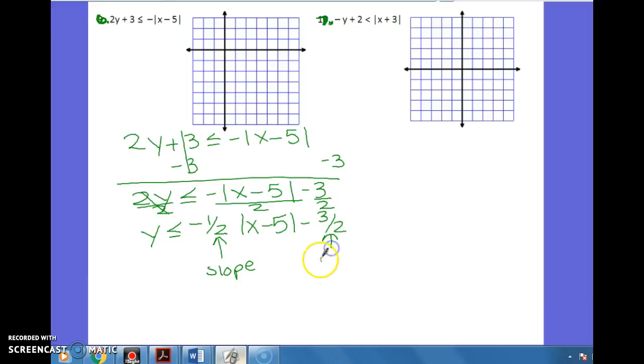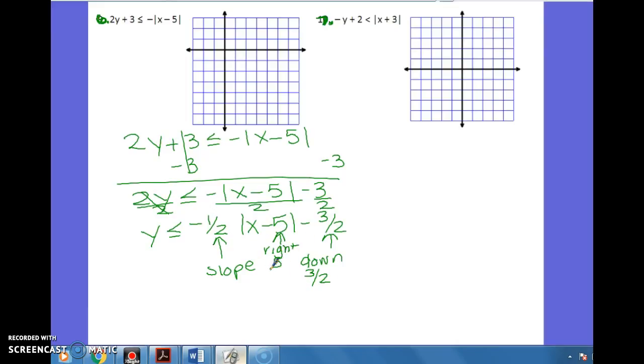This negative 3/2 tells me what? Or just down 3.5. Because that's not a slope, that's the k value. The negative 5 tells me what? Yes.